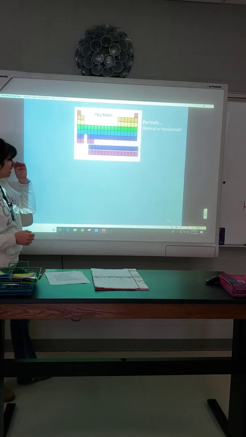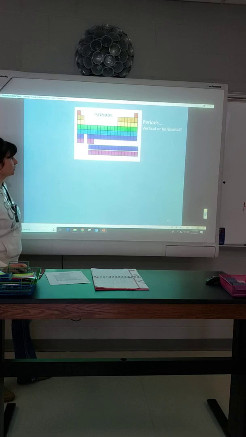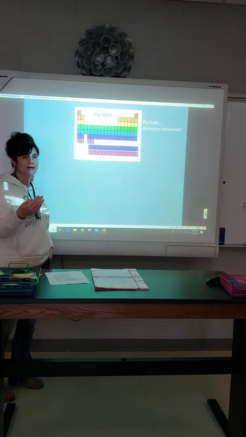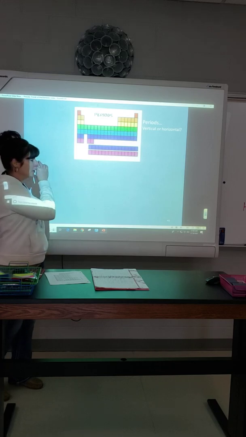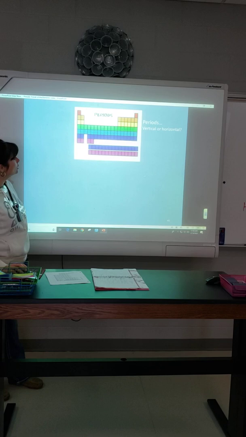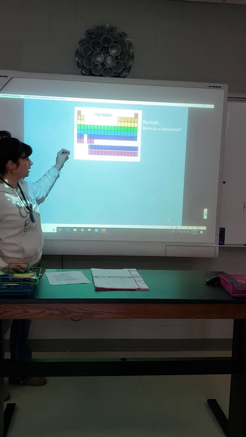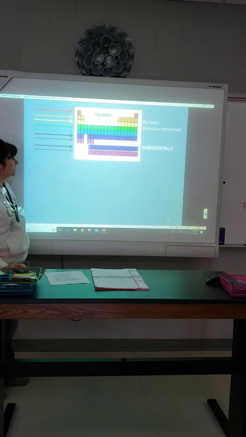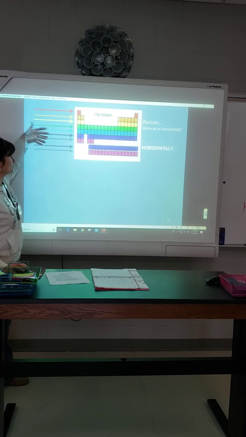All right, so we left off with our last session looking at groups and periods. So I want to give you some visuals and help you put this into a little bit better understanding. So our periods, we said you read just like you're reading a page. So those are going to be the horizontal rows. And I like this color, that really helps me. I know I'm pretty visual with things. So the periods are going to be those horizontal rows.